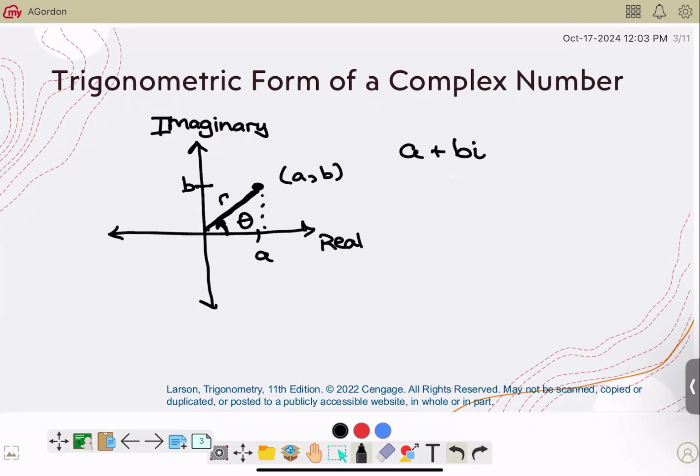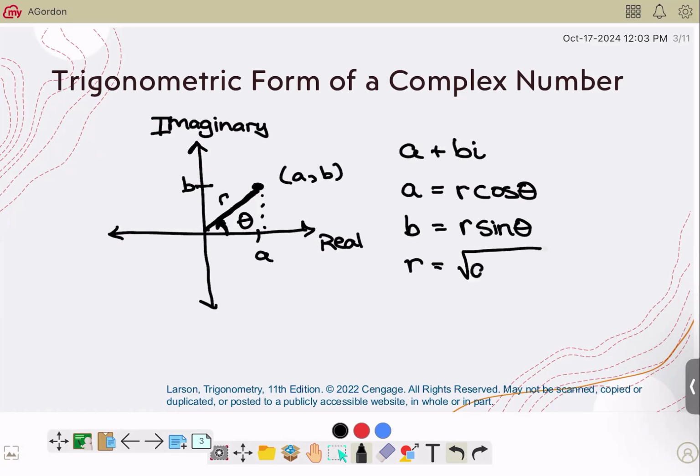And so using R and theta, we can rewrite our coordinate A as R times cosine of that theta, and our B would be R times sine of that theta. And R, I mentioned, was the square root of A squared plus B squared. Hopefully this is looking kind of familiar from way back in the beginning of the semester. But we're going to use this here to write the trigonometric form of complex numbers.